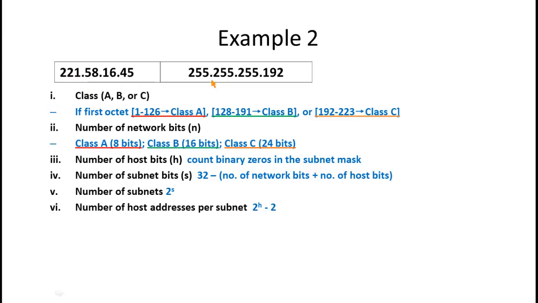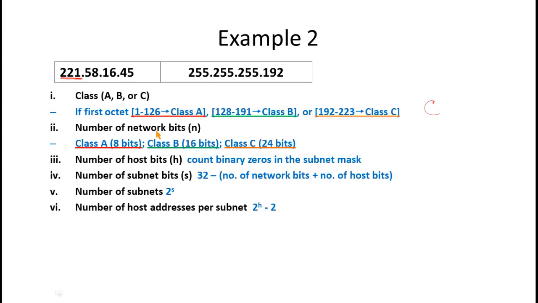To find out its class, we see its first octet. First octet lies in which range? Is it between 1 to 126? No. Is it between 128 to 191? No. Is it between 192 to 223? Yes. It comes in class C. So the given network belongs to class C.